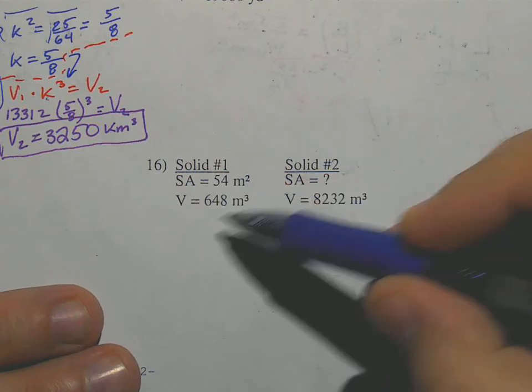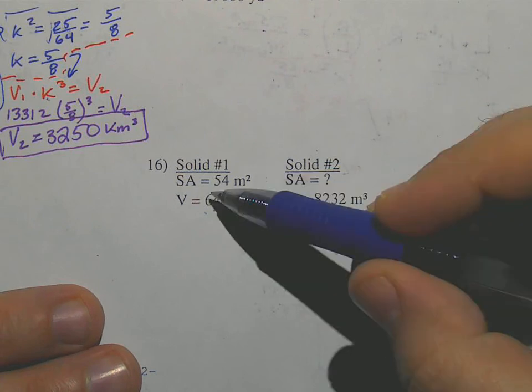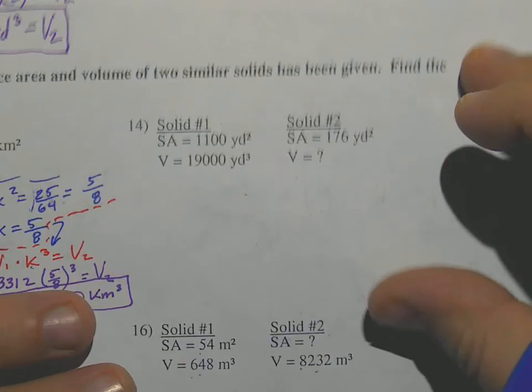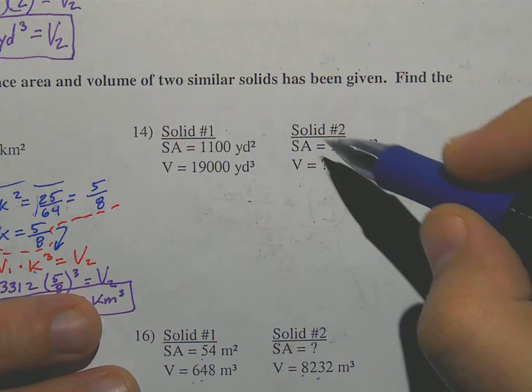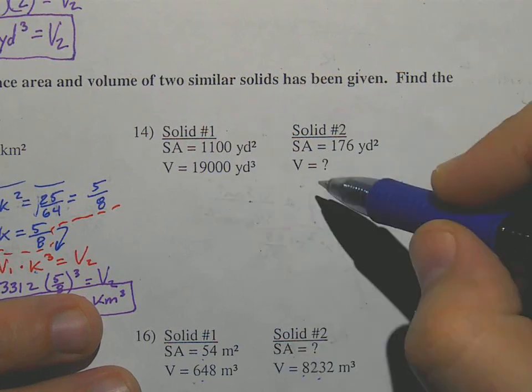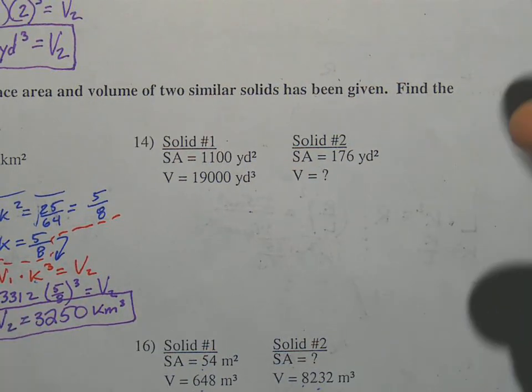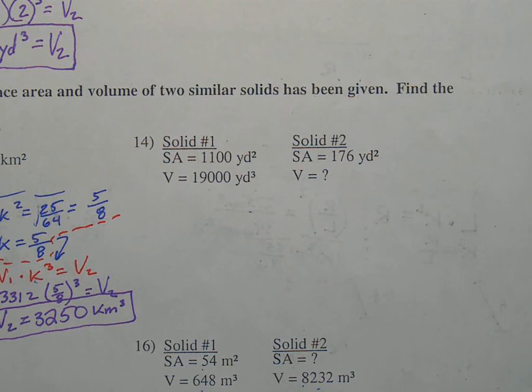Okay, and you could do the rest of them. Here, you just need to use the volume to find K, and then use K to find surface area. Here, same thing. Use the volume to find K, and use K to find the surface area. And this is just like the one we did. Use surface area to find K, and use K to find the volume.